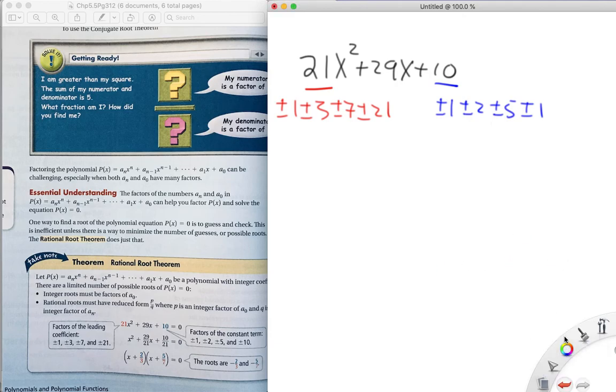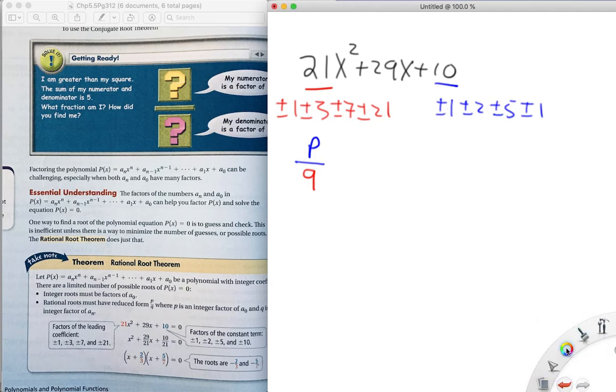In order to find what the potential root is, we would have to get a ratio, a fraction, of the factors of the constant over the factors of the leading coefficient. The book calls it p over q, the constant over the leading coefficient. So you're basically going to get iterations of this. There are tons of combinations. Let's start with this 1.